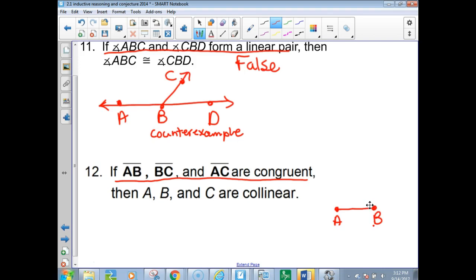Yay! You got it. I'd have to make a triangle because I'd have to have B to C, sorry, and A to C to be the same length. I have to make a triangle with all its sides equal. So are they collinear? They can't be collinear. And that's what we would get.